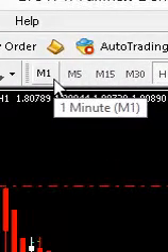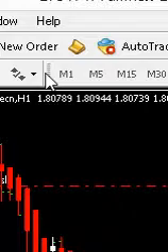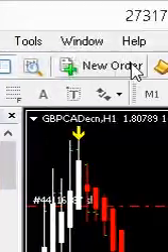I'm really just talking about time frames and not really talking about strategies at this point. You need to learn how to use this platform first. So we're going to go over these buttons and all of these features.